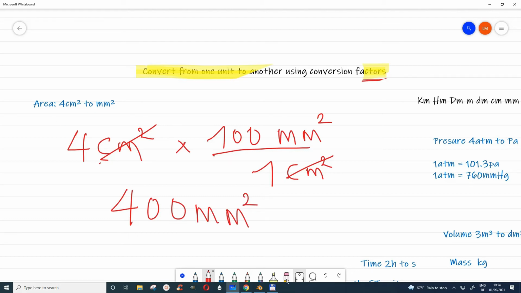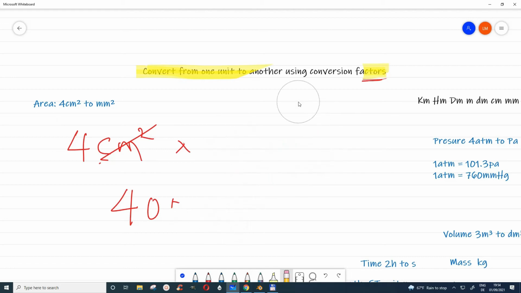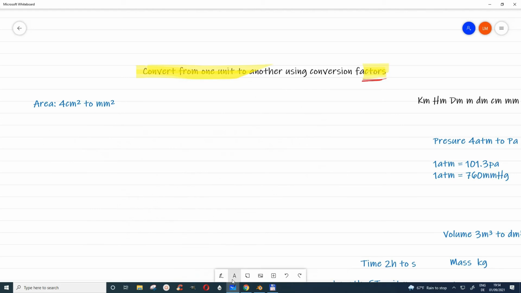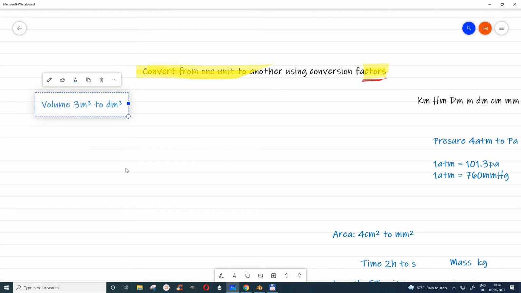Now let's look at another question. Now we want to look at volume. Volume is normally measured in cubic whatever the units. So when we come here, yes, this is our volume. The question is, we want to change 3 meters cube to decimeters cube. Okay, we know that 10 decimeters make 1 meter, but we have cube, so it's going to be 1,000, right?